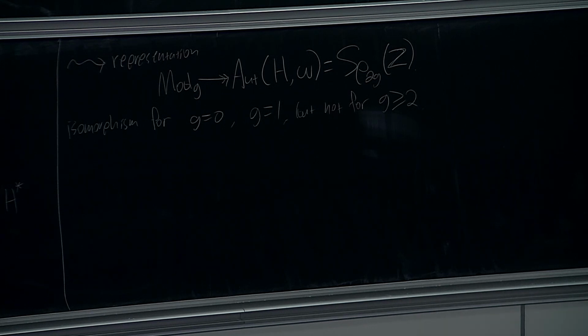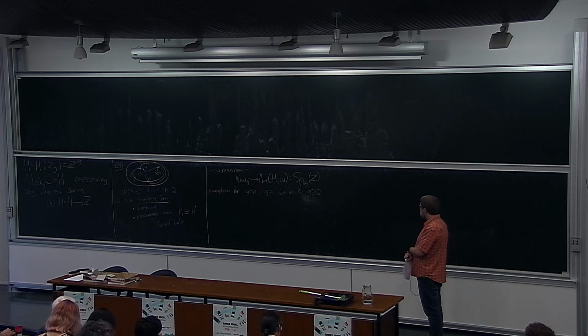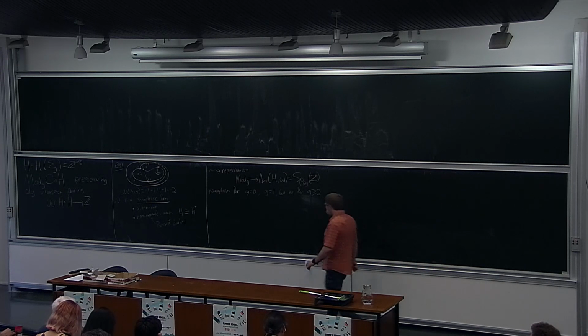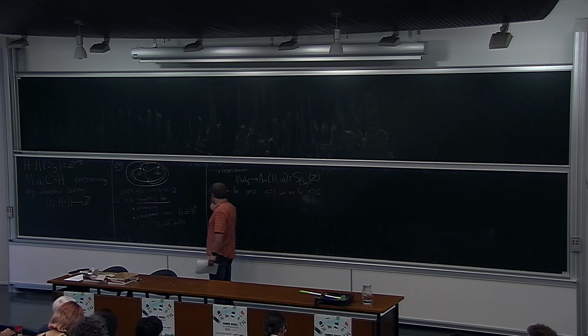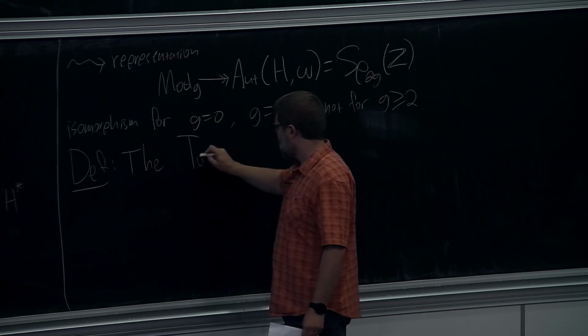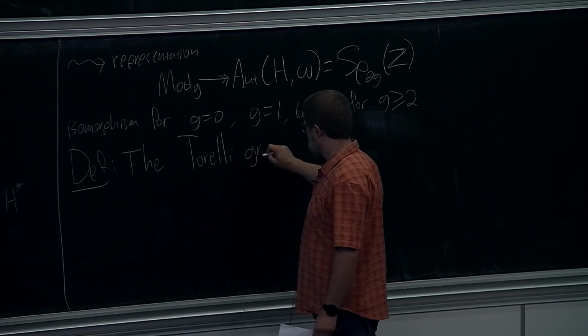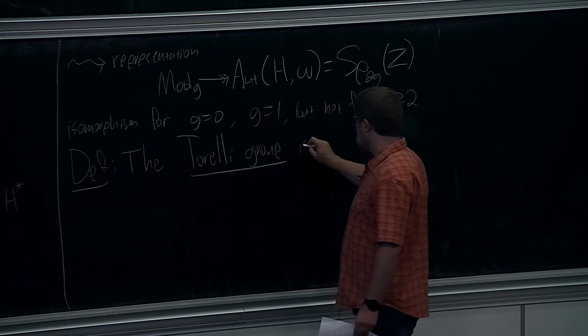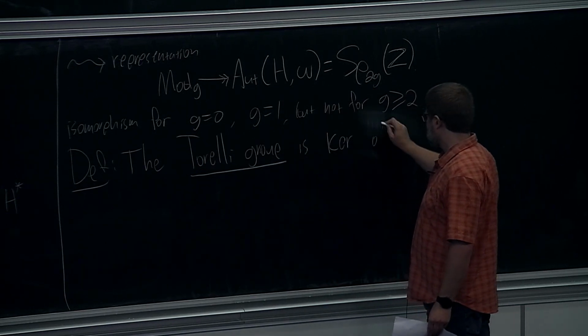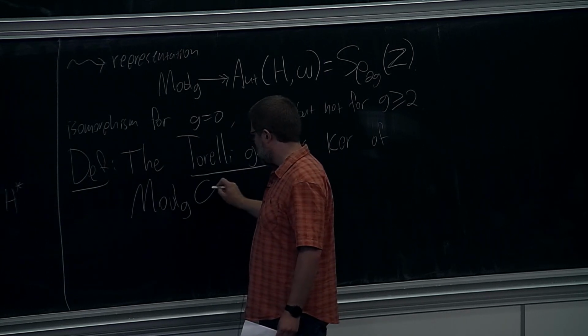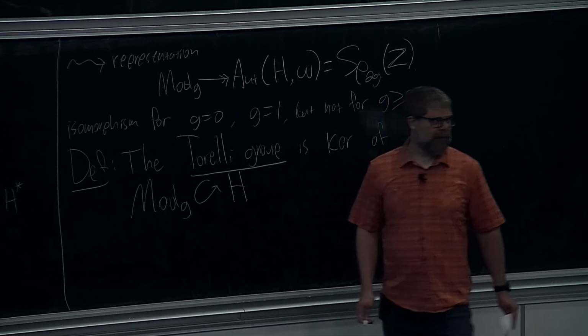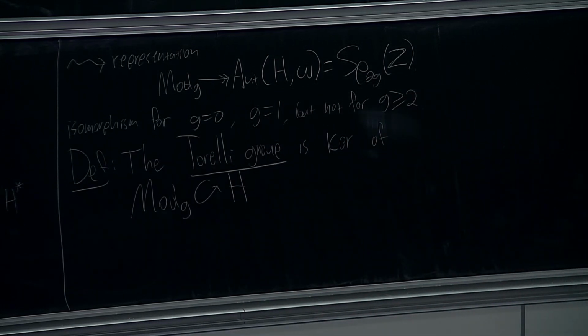So this gives you the first thing that you might think about looking at. The real topic of these lectures is the kernel of this representation. So, definition: the Torelli group is the kernel of this representation, of the action of the mapping class group on the first homology group of the surface. So it's the group of mapping classes that act trivially on homology, the things that are invisible to this representation.